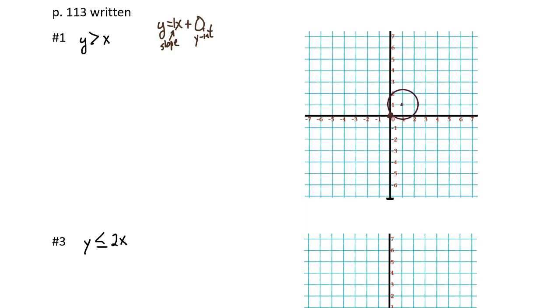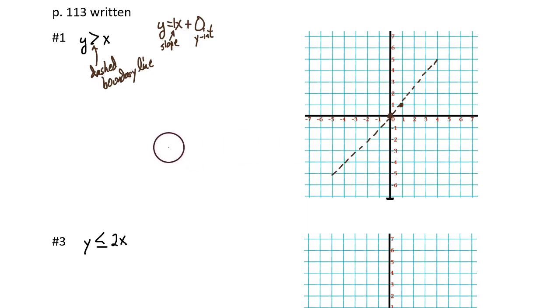Rise 1, run 1. We're going to draw a line through these dots, but before we draw it, we need to decide if the boundary line is solid or dashed. Looking at this symbol, there is not an or equals to bar under it. So we want to have a dashed boundary line. Draw through these dots and draw with a dashed line.